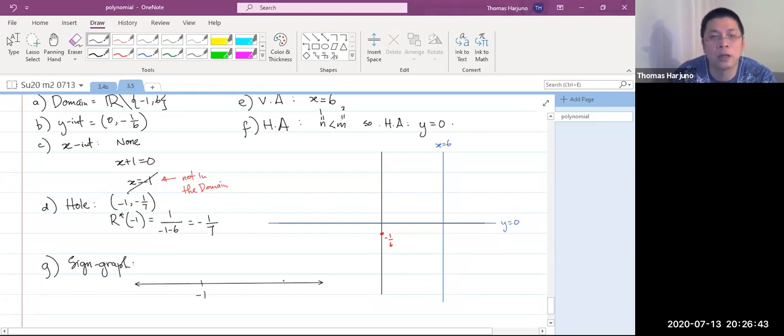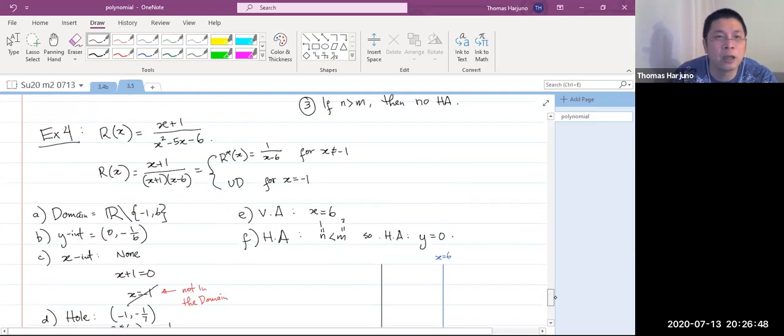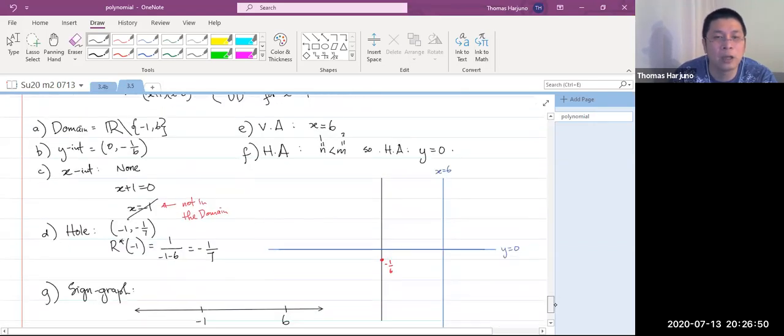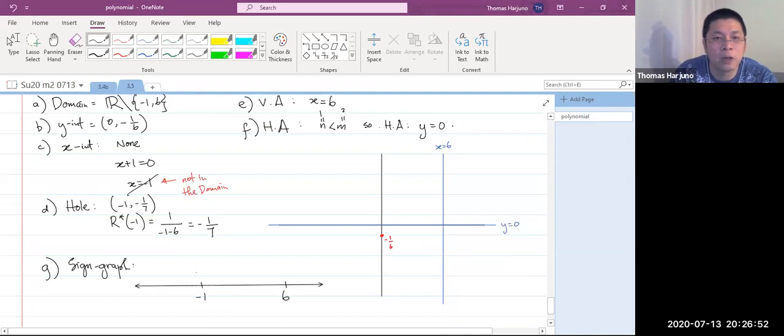The critical numbers are -1 and 6. At -1 it is undefined. At 6, I'm sorry, at 6 is also undefined. Okay, the y-intercept is negative, right? That becomes our testing point. And 6 is a critical number with multiplicity of 1. It's an odd multiplicity, so I change the sign.